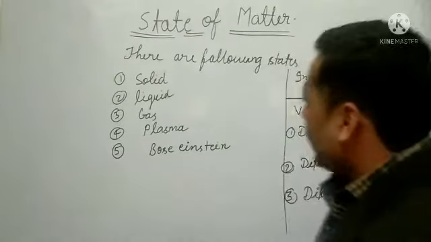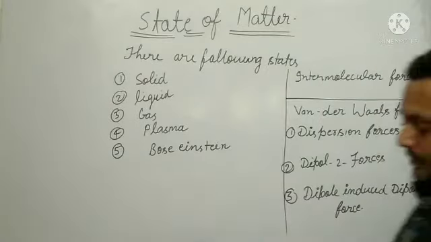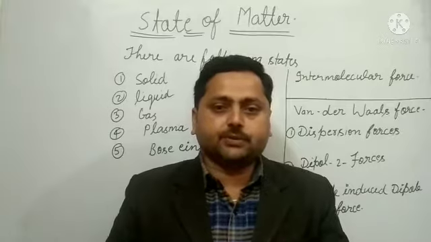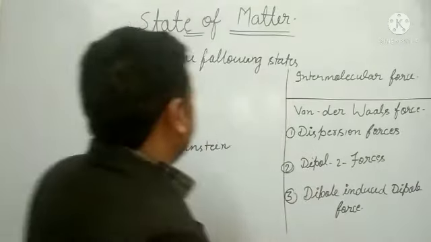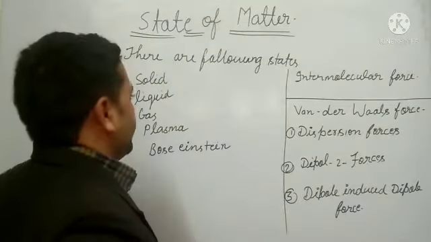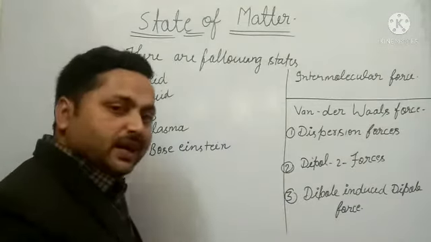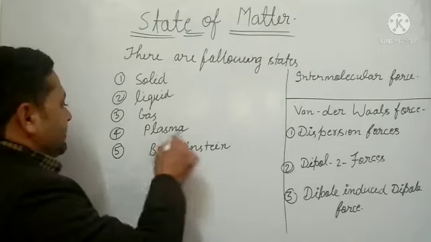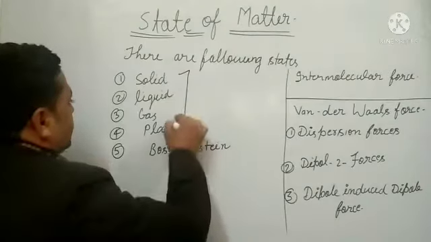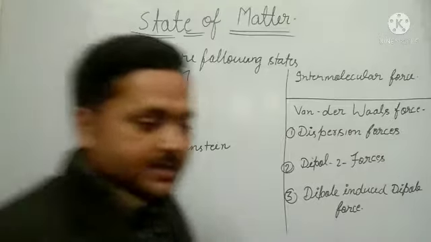Here we will see states of matter. Anything that occupies space and has mass is known as matter. There are 5 states of matter: first is solid, liquid, gas, plasma, and Bose-Einstein state. But in your book it is given only 3.